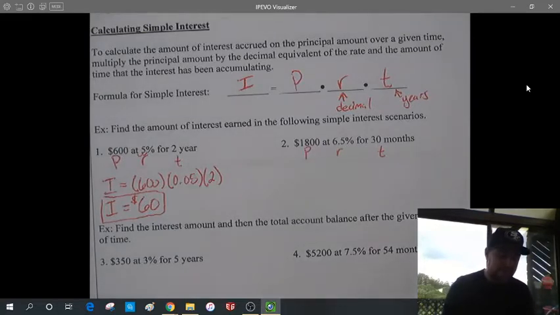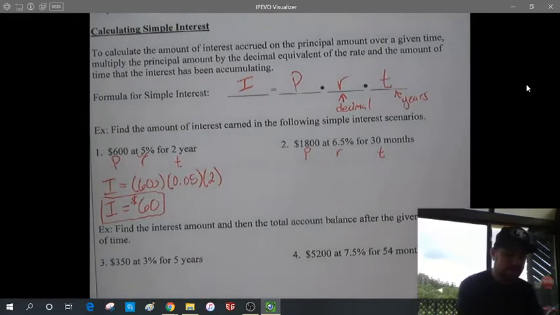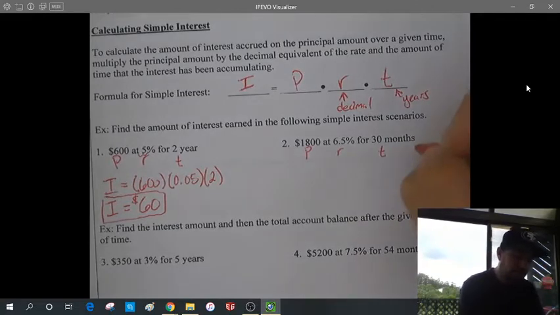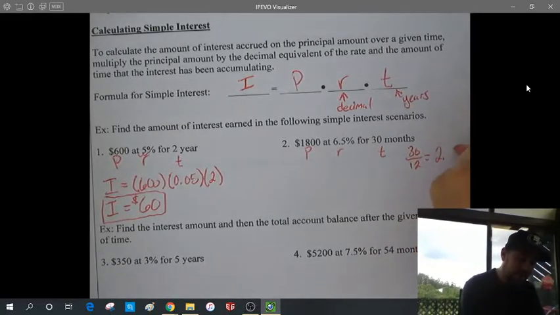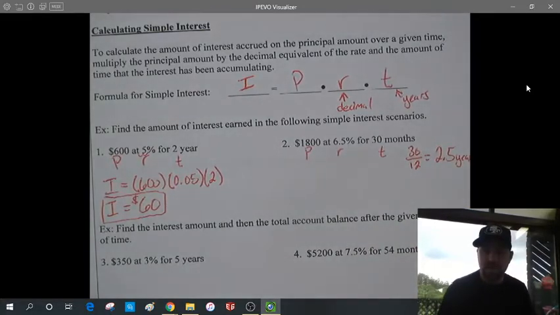But to make that conversion, if I want to go from months to years, what I need to do is divide by 12, because there's 12 months in a year. So if I take 30 divided by 12, what I end up getting here is 2.5 years. So that's 2.5 years is what 30 months would be.